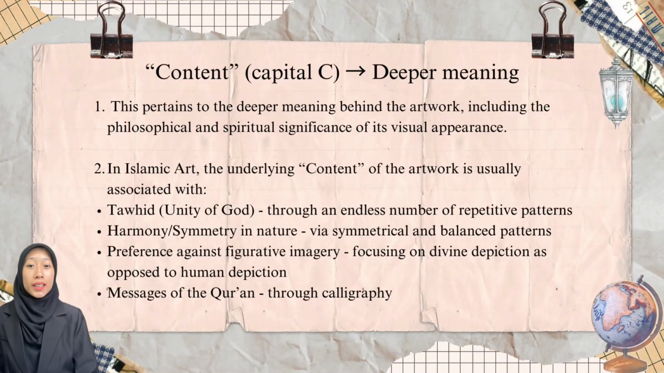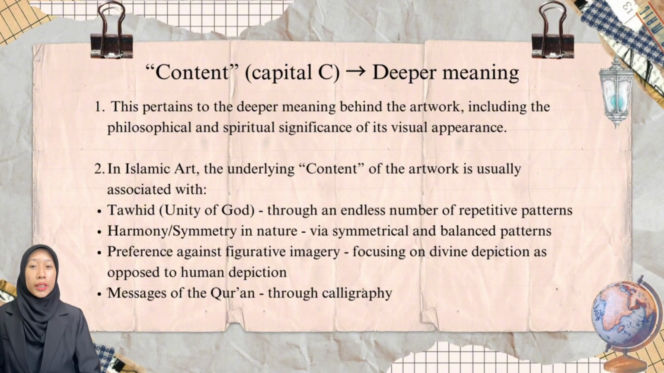As we can see on this page, it shows content with a capital C. This pertains to the deeper meaning behind the artwork, including the philosophical and spiritual significance of its visual appearance. So in Islamic art, the underlying content of the artwork is usually associated with Tawhid, which means unity of God, through an endless number of repetitive patterns.